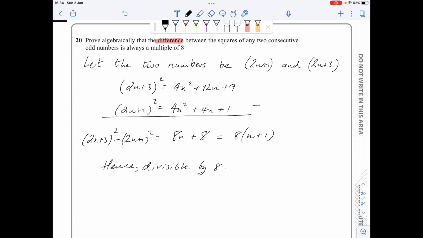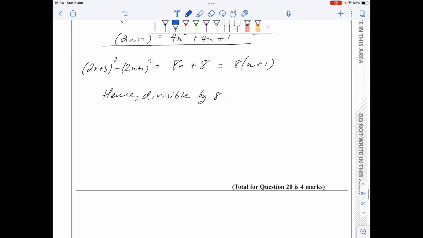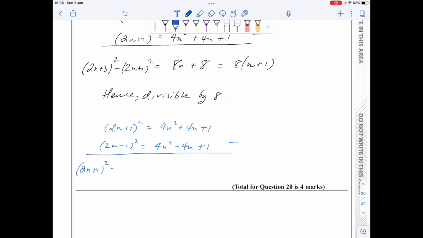Now, as I told you before, I will do this again, but this time my two numbers will be 2n plus 1 and 2n minus 1. So if I expand the top, I'm going to get 4n squared plus 4n plus 1. The second one will give me 4n squared minus 4n plus 1. And if I subtract the two, I'm going to get (2n plus 1) squared minus (2n minus 1) squared. And this will be equal to 8n. And the same conclusion holds.